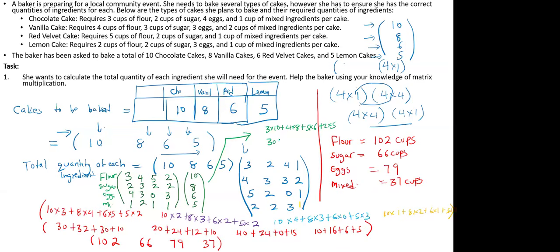So this gives you 30, plus 4 times 8, which will give you 32, plus 5 times 6, which is 30, then plus 2 times 5, which is 10. So 30 plus 32 plus 30 plus 10 will give you 102. So that is for flour, which is the same thing we have here for flour. Yes, so that's how you arrange them for people who are doing it like that.